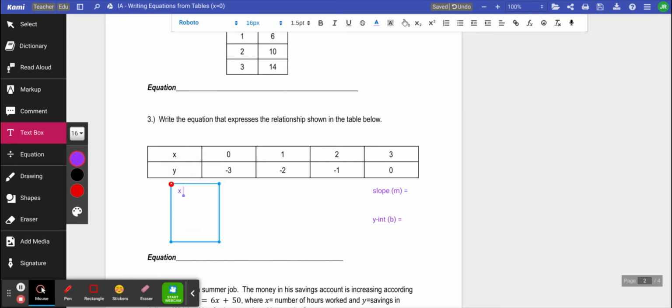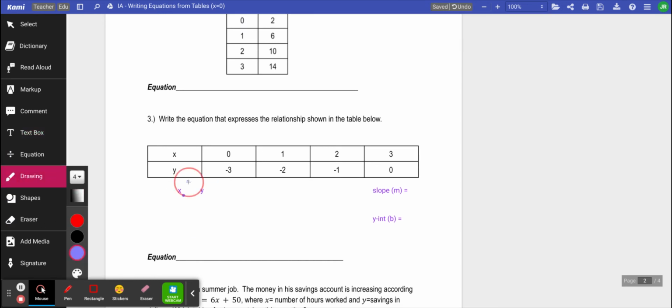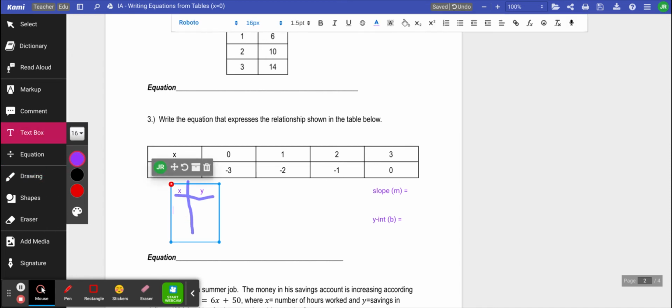Okay, so we're going to do X on this side, Y on this side. Now that I have a text box, I can draw the lines in here. Sorry, you guys. So now I'm going to go 0. When X is 0, the Y is -3. When X is 1, the Y is -2. When X is 2, the Y is -1. And when X is 3, the Y is 0.